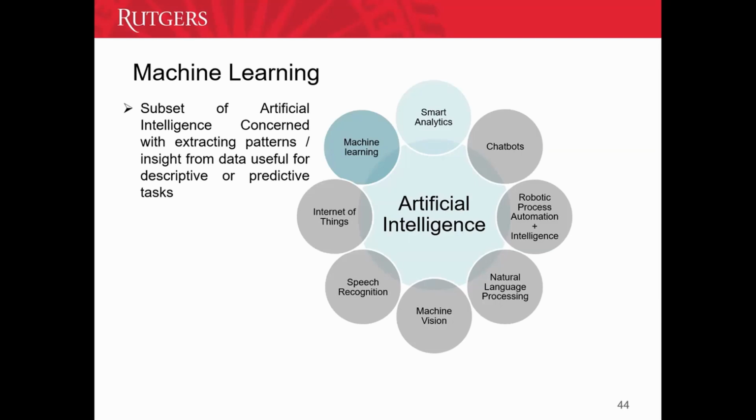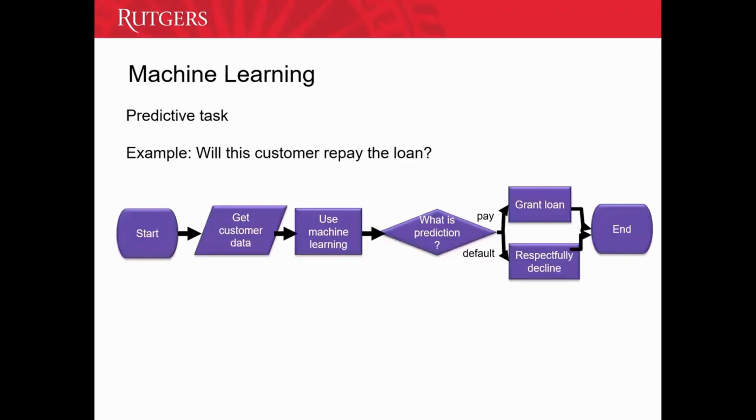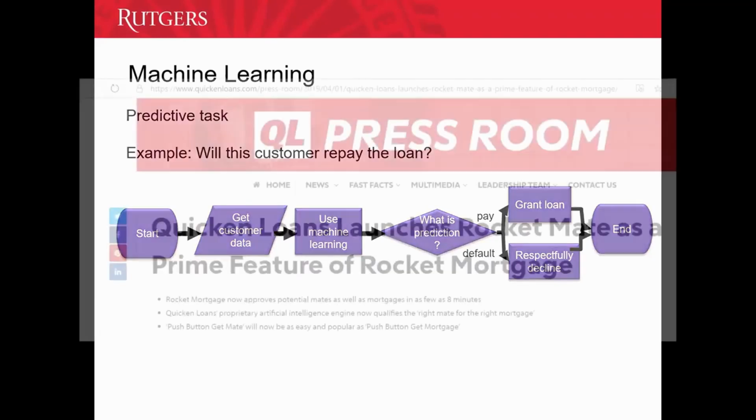So I'm going to focus in the next few slides on what these descriptive or predictive tasks are that machine learning can do, using a particular example in finance. One of the ways machine learning is being used is in performing predictive tasks. An example of a predictive task within a business setting is determining whether a particular applicant for a loan will actually repay the loan, right? Banks and other financial institutions are really using machine learning to assist them in performing this sort of automated predictive task.